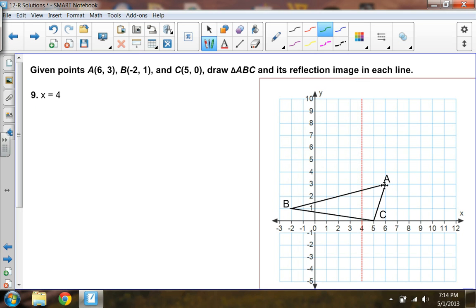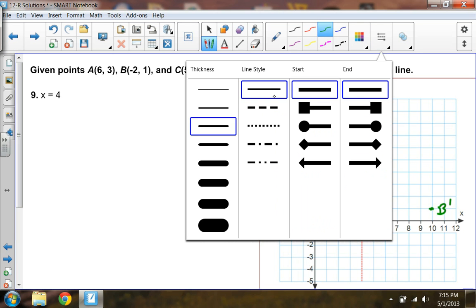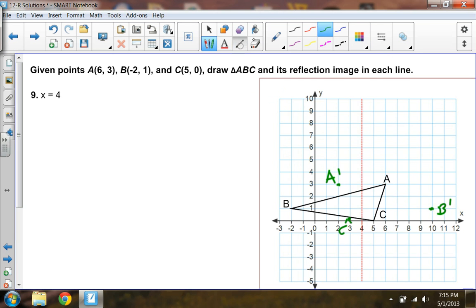So let's choose all our points. Let's go for A, and let's reflect it across here. 1, 2 units over. We get A prime. C is 1 unit away, so here's C prime, 1 unit away on the other side. And B is 1, 2, 3, 4, 5, 6, so we'll go 6 units over. It's always best to treat each individual point as its own thing, and then reflect it across.